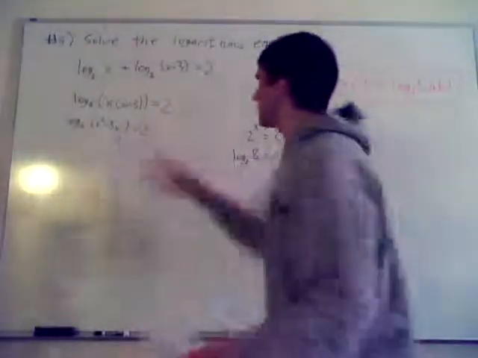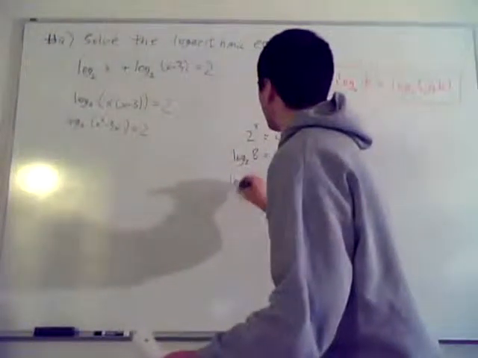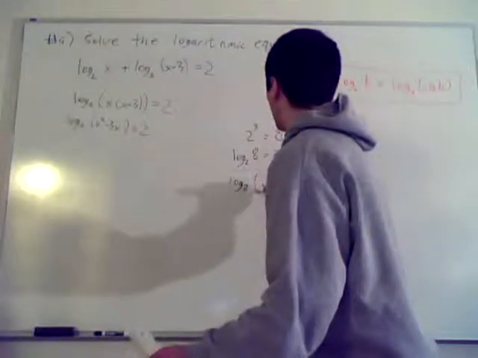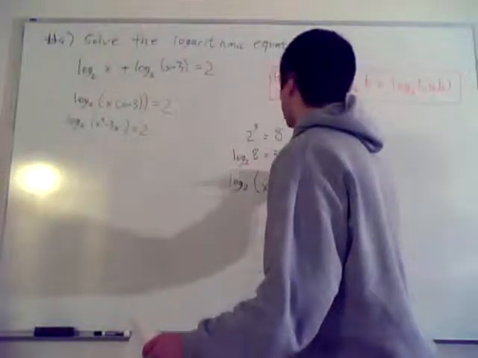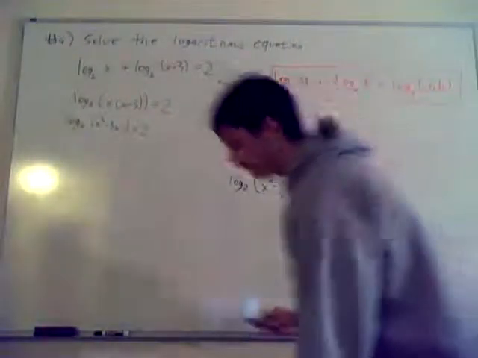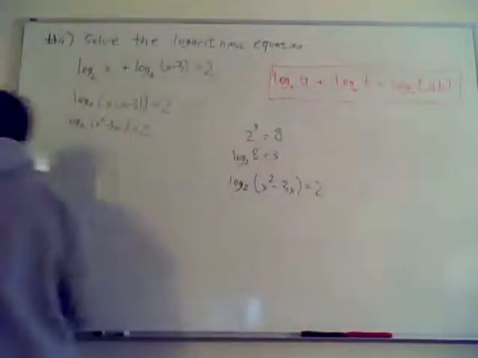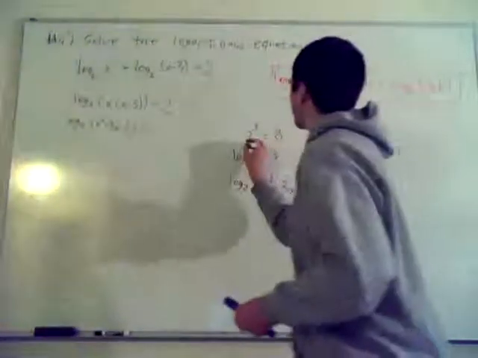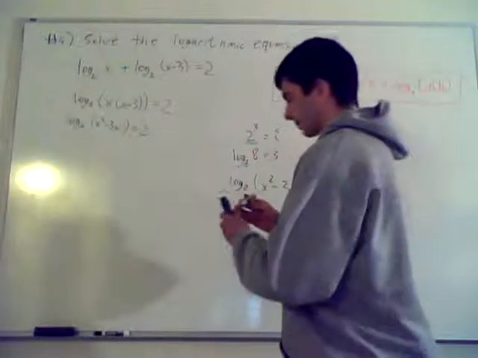So now applied over here, you have log base 2 of x squared minus 3x equals 2. Okay, if you look at here, let me get some colors. Let me get green. Okay, so if you look at here, this 2 went down here.